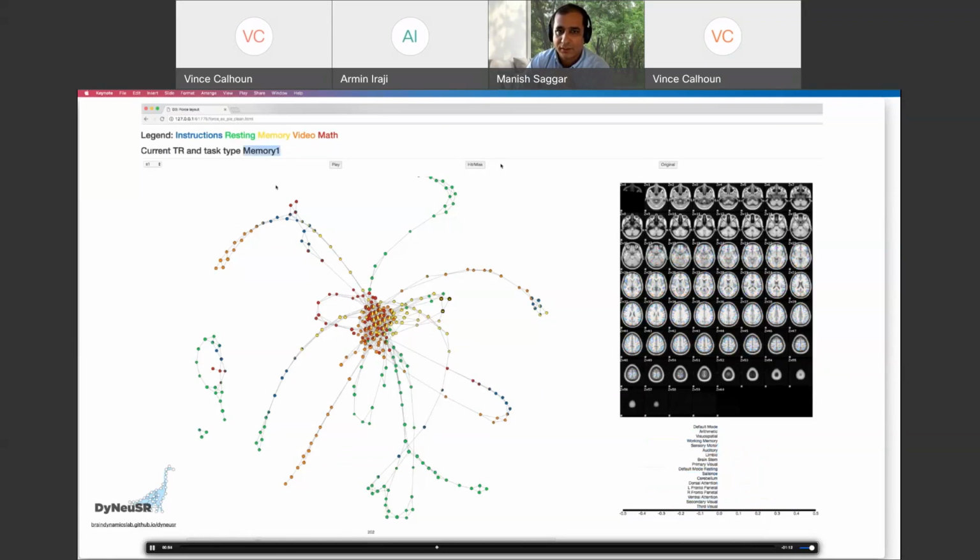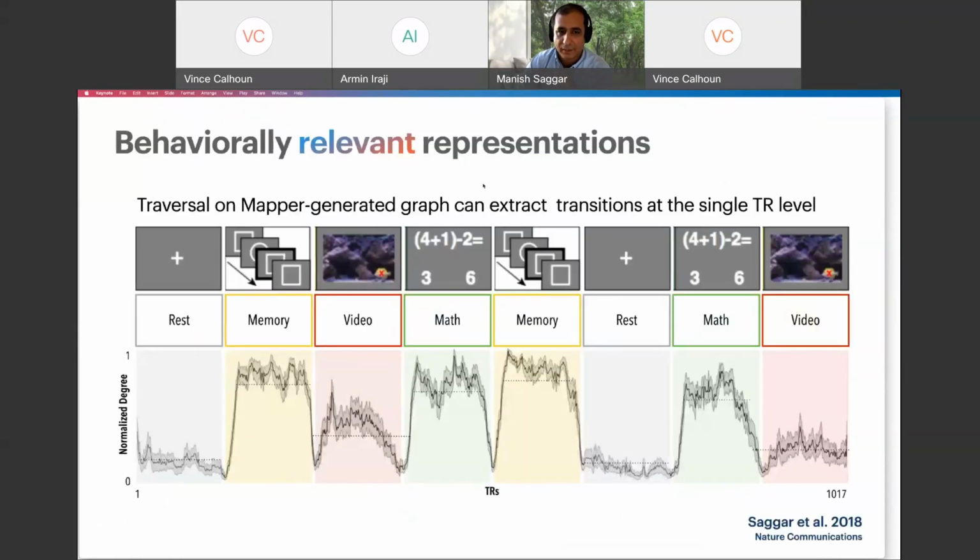You can also annotate the same graph by hit or miss, like where they made a mistake versus not, and do all kinds of things on top of it. And the last piece from this last paper is that we could also look at transitions.